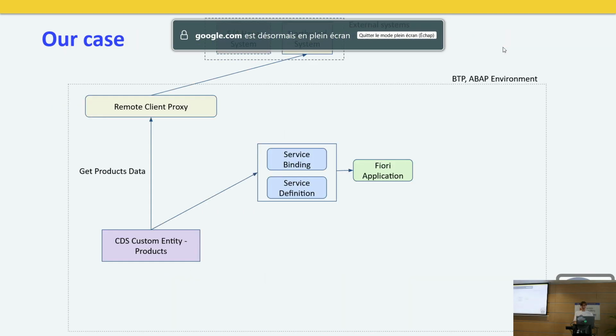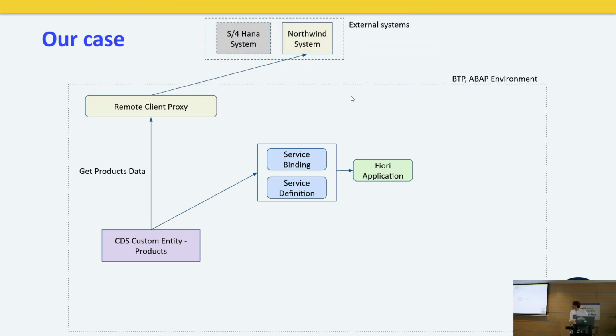I think it will be clearer like this. So we have your external system. It will be called by the remote client proxy. The data retrieved by this proxy will be stored in the custom entity. And we will create the service binding on top of this custom entity to display the data on the Fiori application.